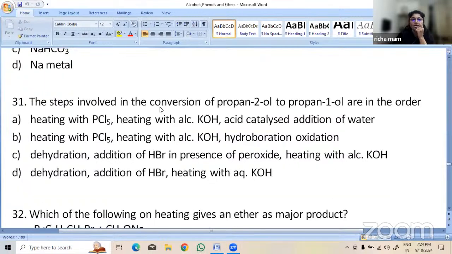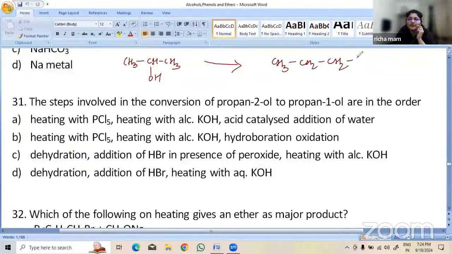The steps involved in the conversion of propane to propan-1-ol are in the order of. So what we are going to do is convert propan-2-ol, which is propane with OH at the 2 position, into propan-1-ol. So how are you going to convert it?